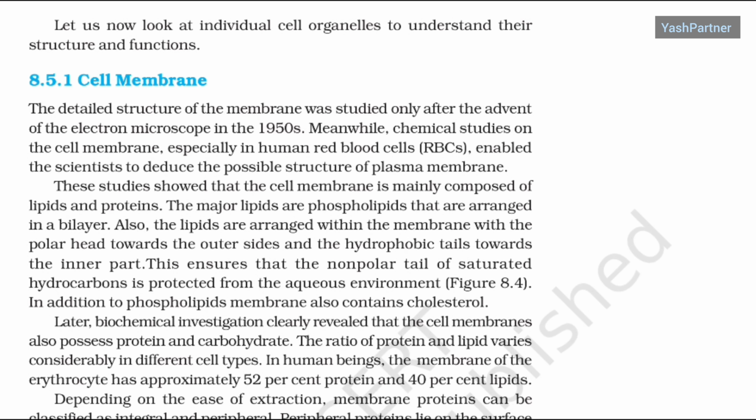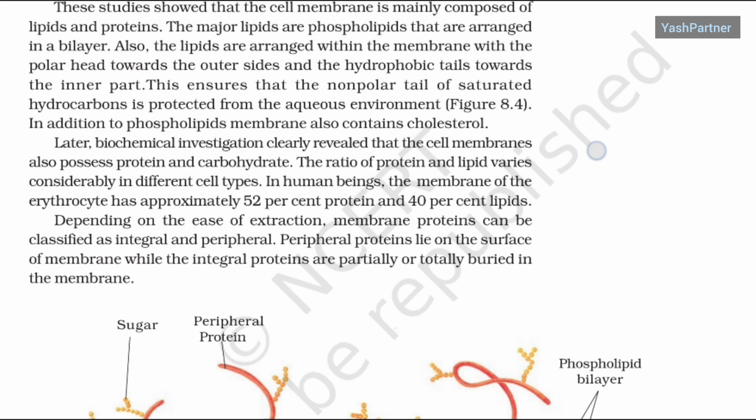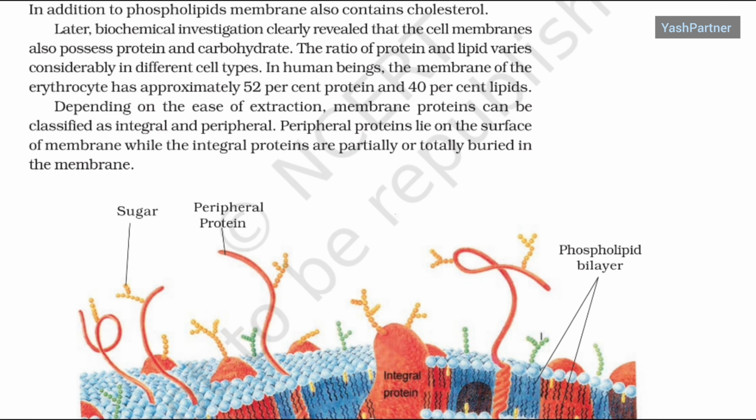Later, biochemical investigation clearly revealed that cell membranes also possess proteins and carbohydrates. The ratio of protein and lipid varies considerably in different cell types. In human beings, the membrane of the erythrocytes has approximately 52% protein and 40% lipids. Depending on the ease of extraction, membrane proteins can be classified as integral and peripheral. Peripheral proteins lie on the surface of the membrane, while the integral proteins are partially or totally buried in the membrane.